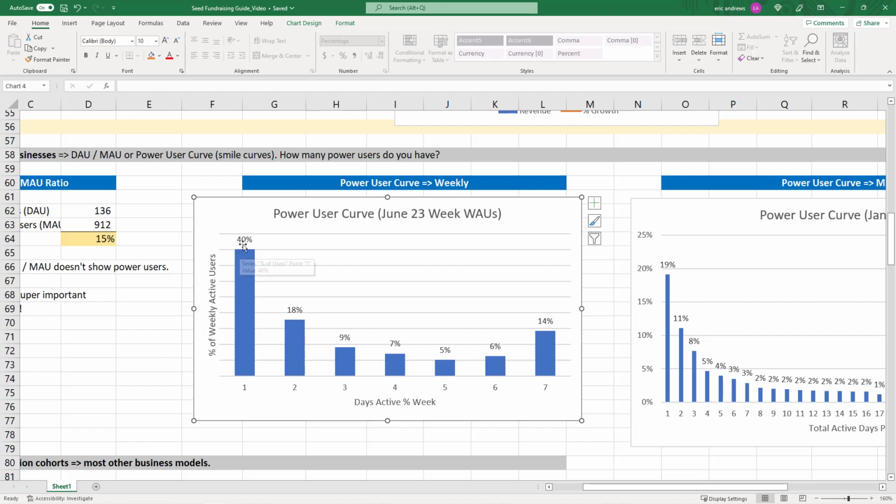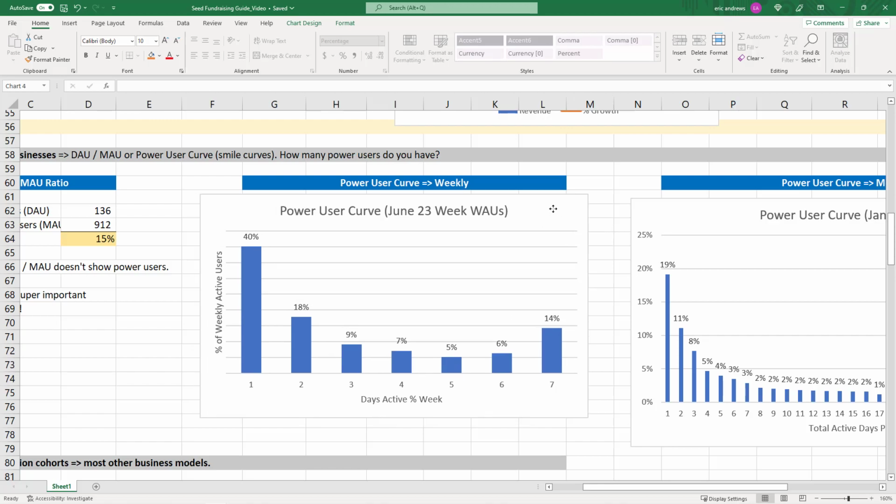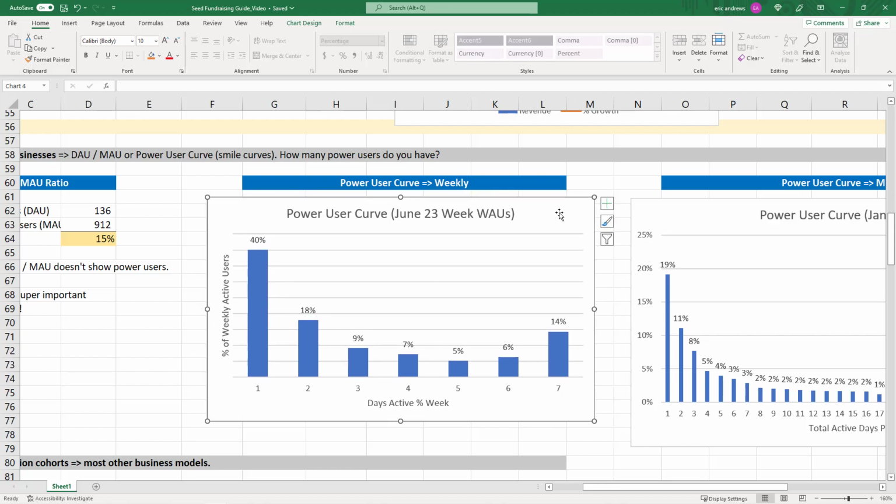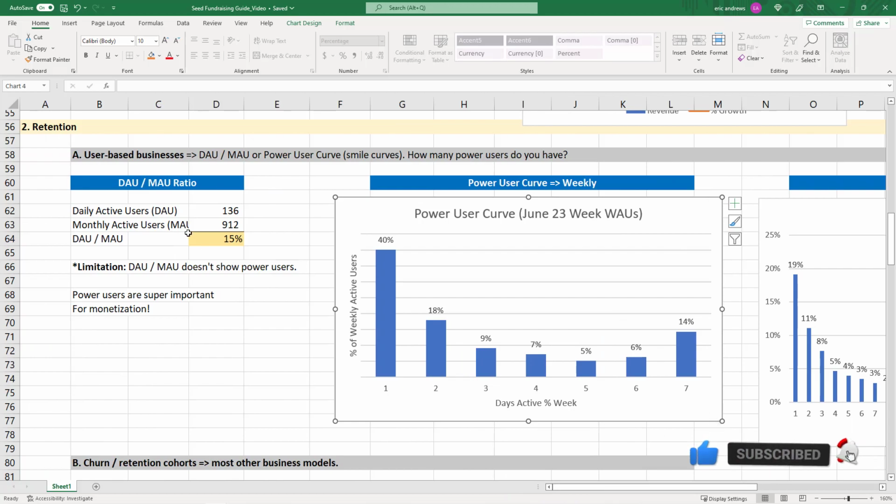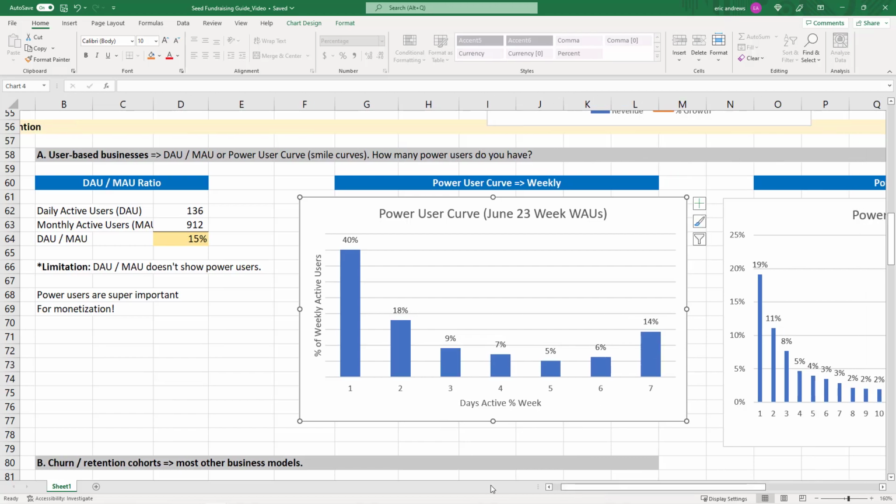And effectively, what you want to see is a smile. If you see it trailing to 0 and the people that use it every day are 0%, well, that means you don't really have any power users. But if 14% of your users are logging in every day, this smile means that you do have a chunk of your users that are basically loving the product. They're finding it really valuable, really fun, whatever it is. And so the power user curve gives you a much better sense of what the distribution of usage is than just this one number.